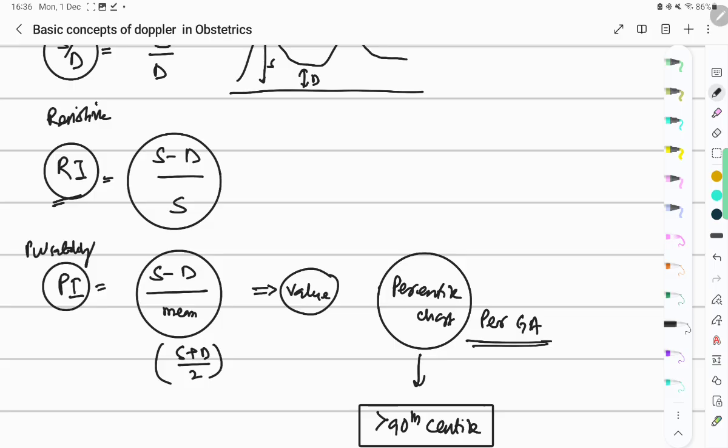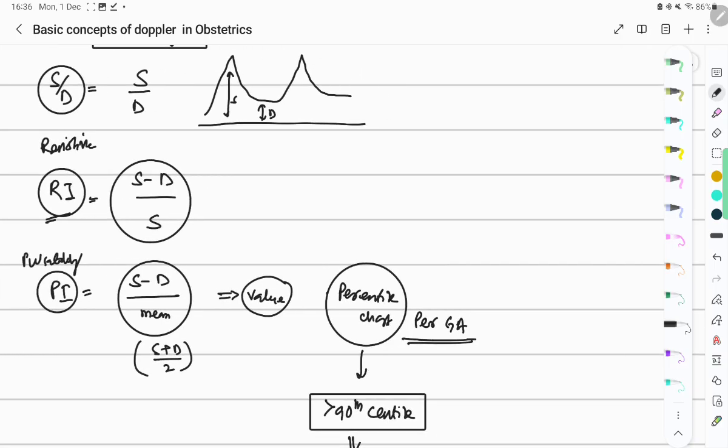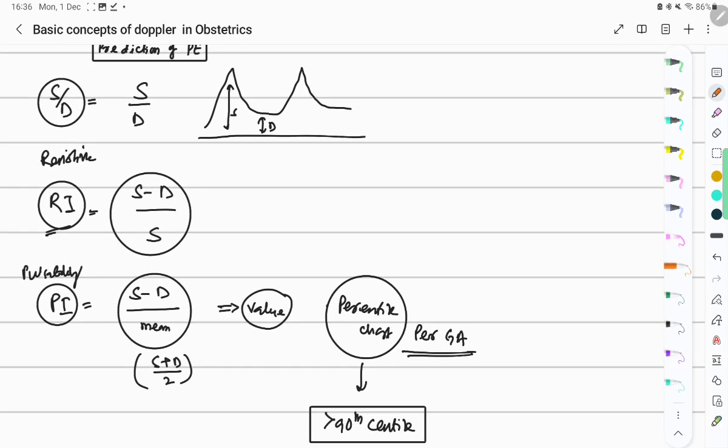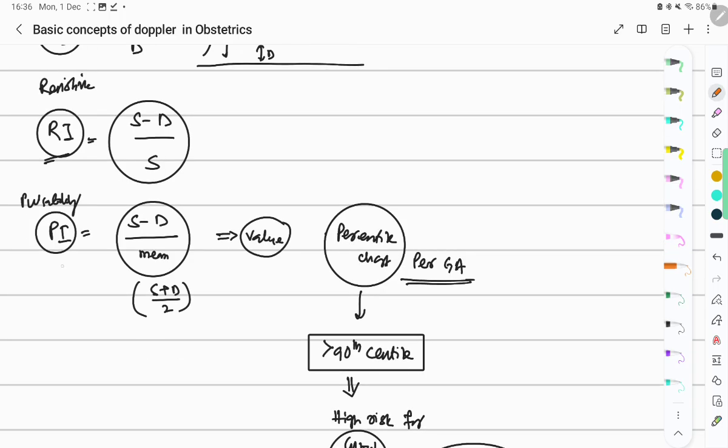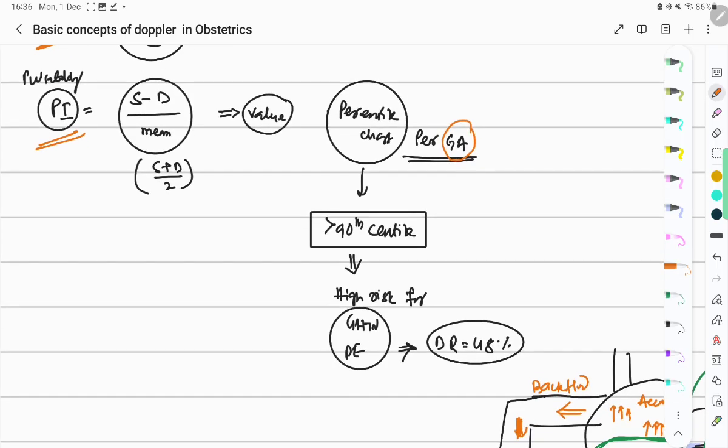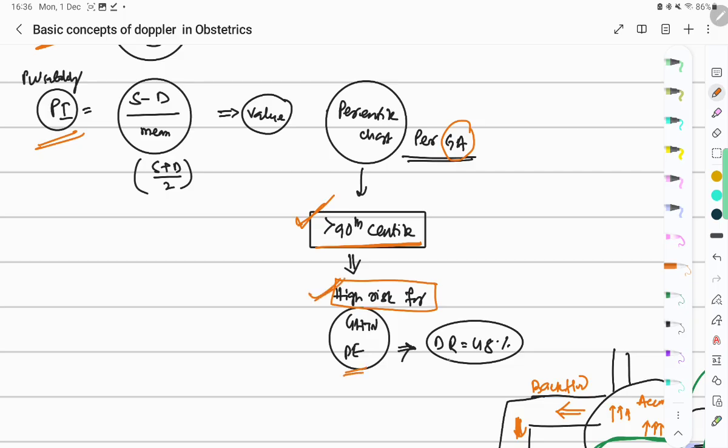Why are we measuring it? This pulsatility index or resistive index has a particular value for each gestational age, and there is a chart called the percentile chart. So if it comes beyond the 90th centile, then we can say it is high risk for gestational hypertension and preeclampsia. Its detection rate is 48%.